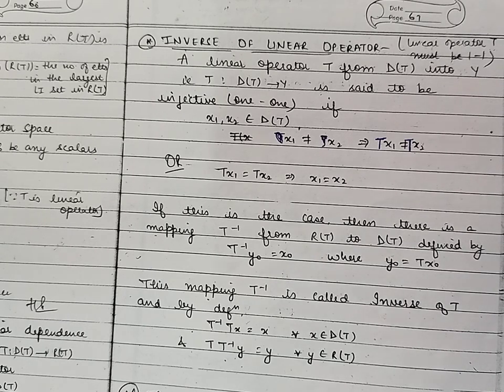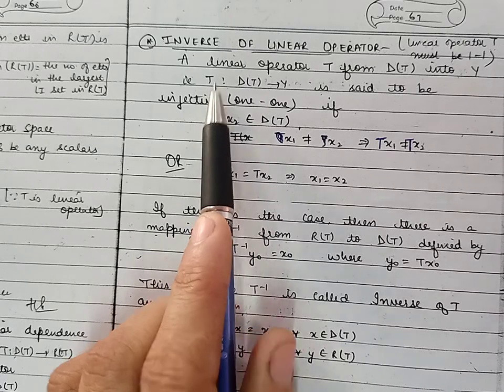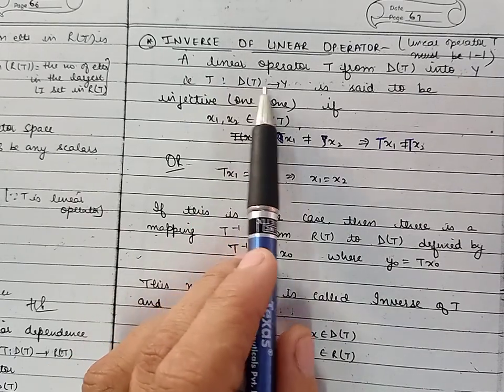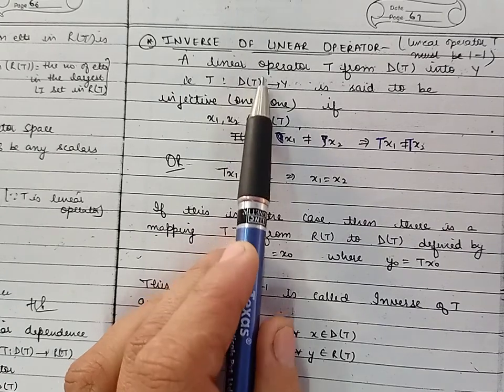So firstly, let us define one linear operator. A linear operator T from the domain of T into Y. The domain of T here we have denoted by D(T).